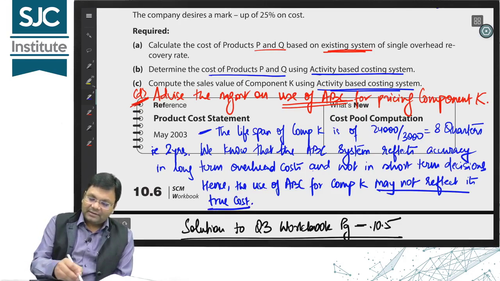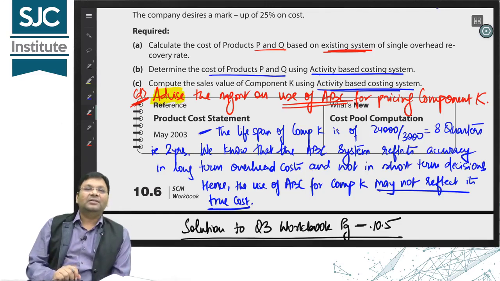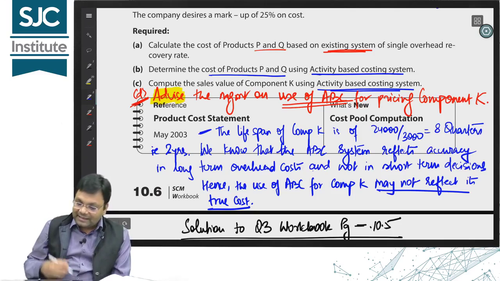whenever any question is about advising, remember, you need to advise the correct thing also. You cannot just say that, okay, this is not correct. Then what is correct? Whenever it is an advice type question, you must also write what is the correct way to do it.